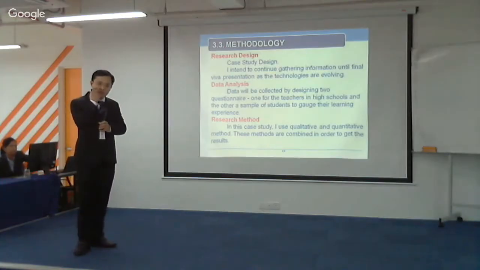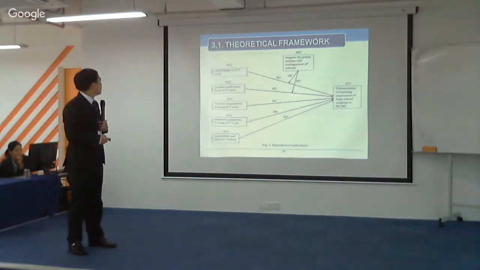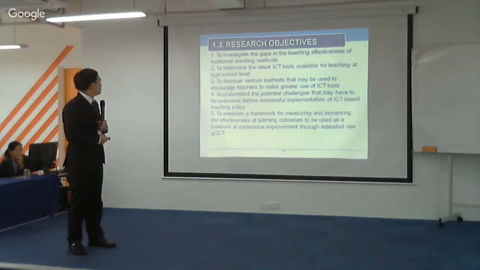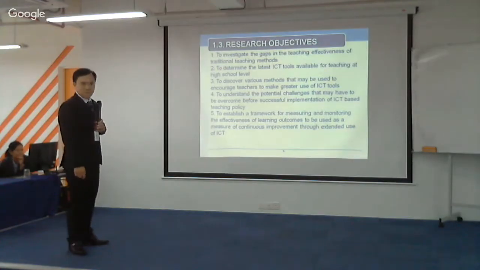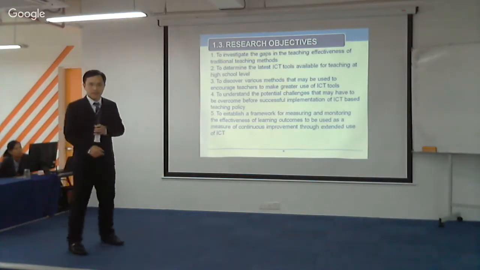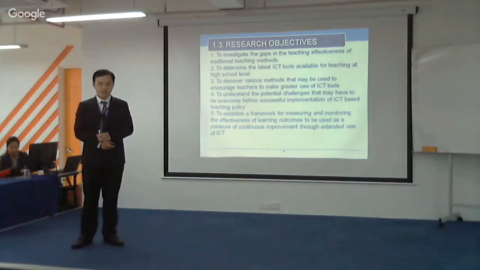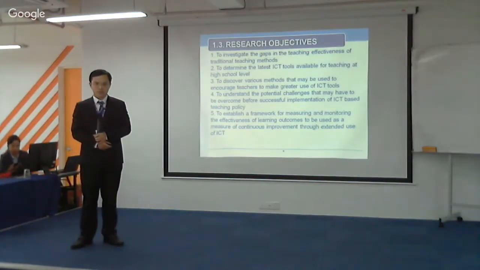If you look at your research objectives, I think it's slide number 9. Number 1, to determine the latest tool available. Number 2, to investigate gaps in teaching effectiveness. Number 3, to discover various methods. Number 4, potential challenges. Number 5, to establish a framework. It sounds to me very exploratory, rather than trying to confirm certain relationships. So I'm curious why you start with a conceptual framework. If you're going to be very qualitative or exploratory, you don't have a fixed model to confirm with hypotheses.